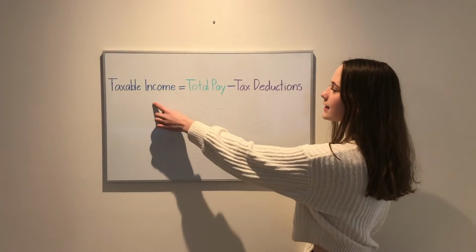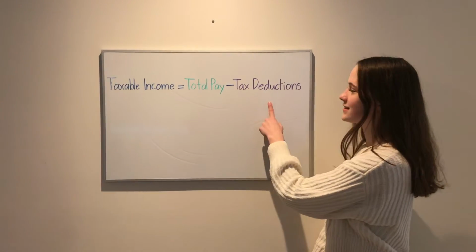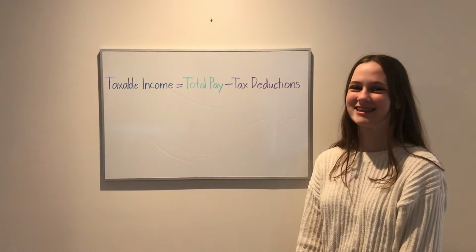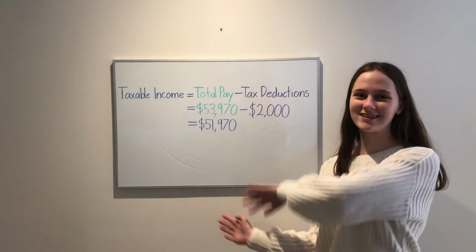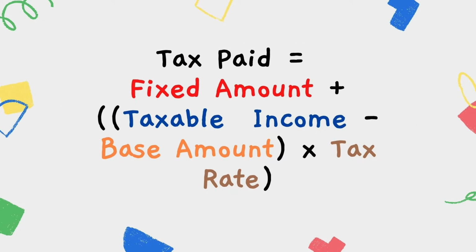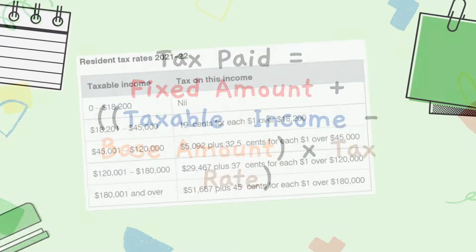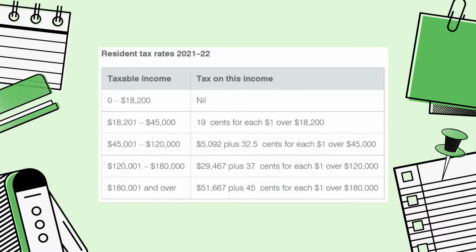We use the formula taxable income equals total pay minus tax deductions. Let's substitute these numbers in. Therefore, this is Ellie's taxable income. On to part B. To find the answer, we'll use this formula. On screen is the tax table we'll use to help us.